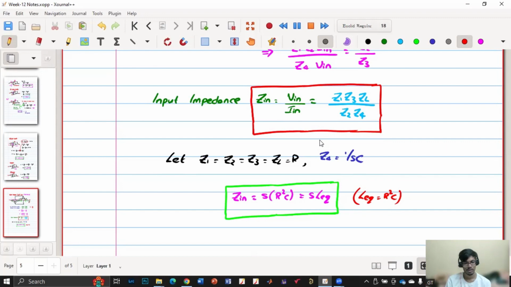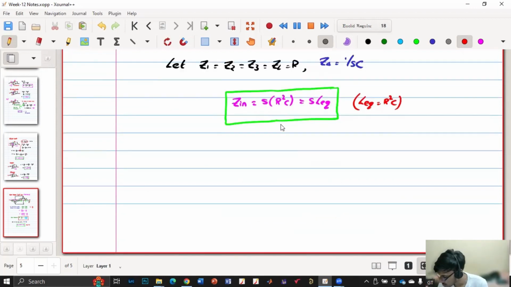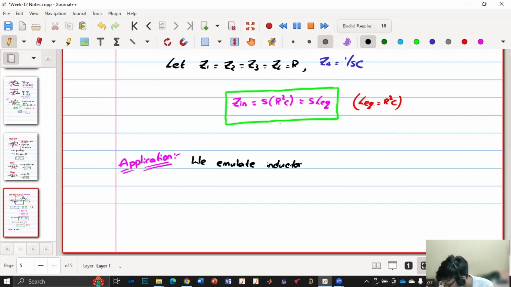What is the real application for this? Because we do have capacitors and inductors. Yes, that is a good question. Thanks for pointing out. Sometimes the inductor could be large and we don't want it to occupy space. So what we do is we emulate the inductor using such circuits, because capacitor value is very small, right?